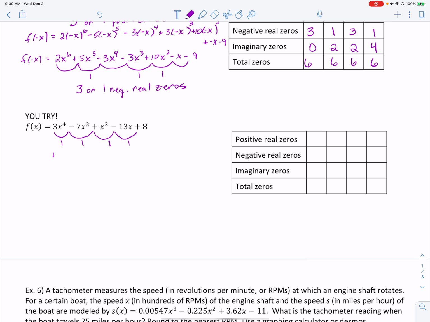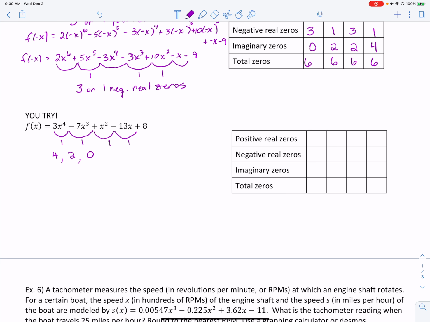So that means you are going to have 4, or go down by an even number, 2, or go down again by 2. You keep on going down until you hit 1 or 0. And so you could have 4, 2, or 0 positive real roots. You keep on going down by 2 until you get down to 1 or 0. And those are all the different possibilities. Now we have to check for the negative, so we need to replace x with a negative x.